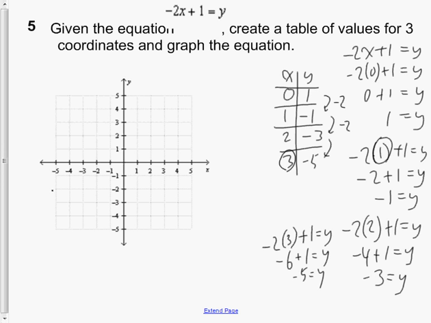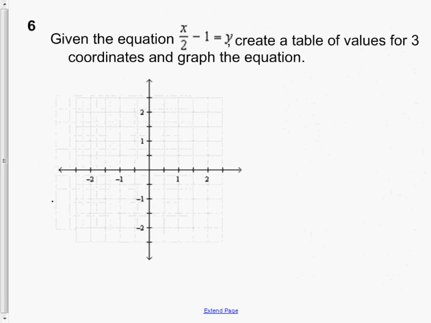And now all I have to do is take those values and graph them. So x is 0, y is 1 is right there. X is 1, y is negative 1 is right there. X is 2, y is negative 3 is right there. And x is 3, y is negative 5 is right there. So if I take my line, put it through there, roughly, that is the line that shows the equation, and that is the table of values.